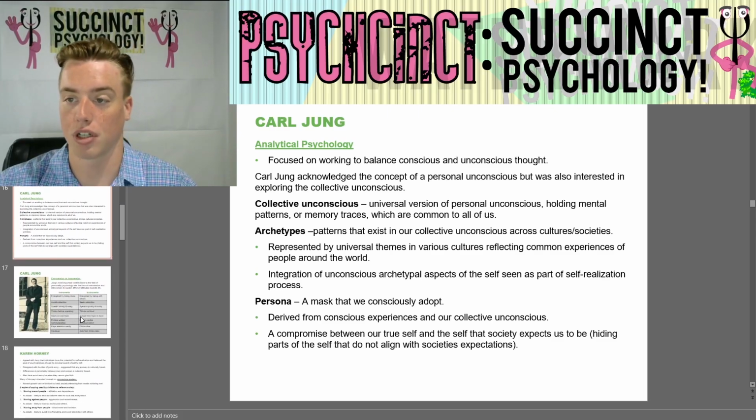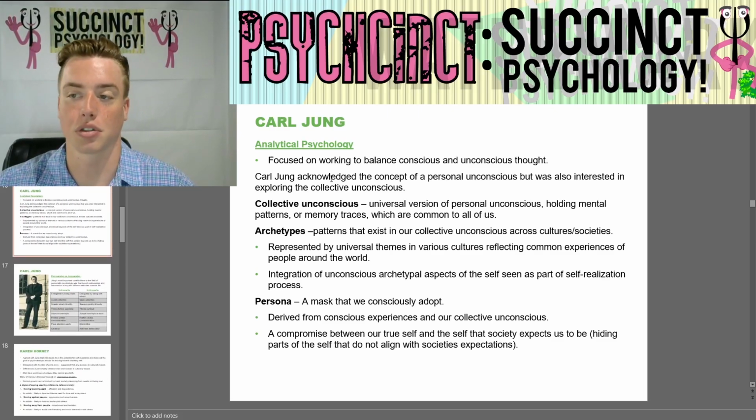Going on, we have Carl Jung. He did analytical psychology, which focused on working to balance conscious and unconscious thought. Carl Jung acknowledged the concept of a personal unconscious, but was also interested in exploring the collective unconscious.